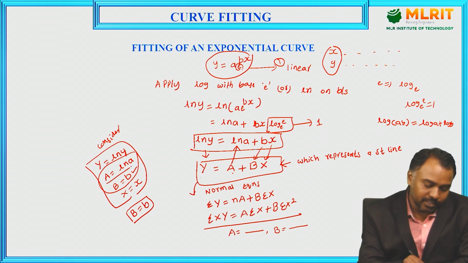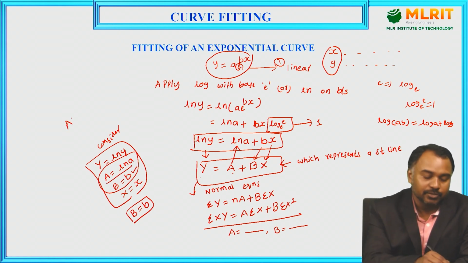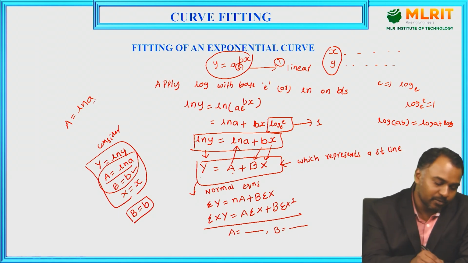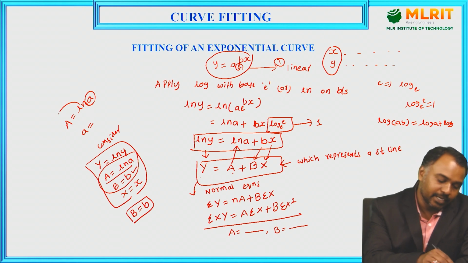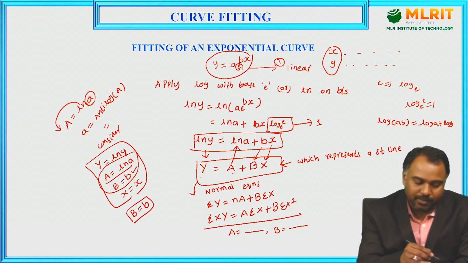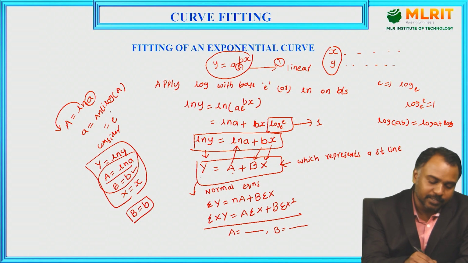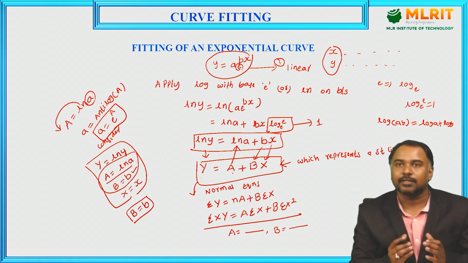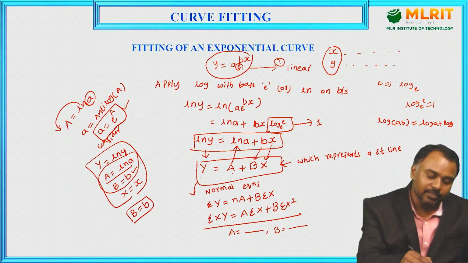But if you see, capital A is ln a. But I require small a. So small a is equal to this, taking ln to the other side. Simply we can write it as the anti-logarithm. Anti-logarithm is nothing but that base. What is the base here? It is base e. So we apply exponential, e power capital A, and that value is called small a.